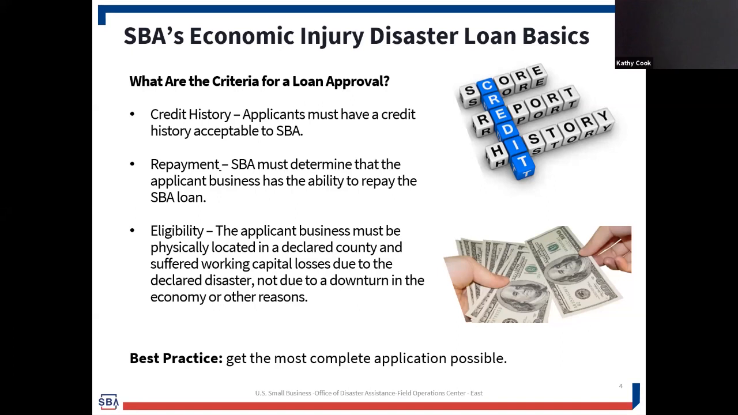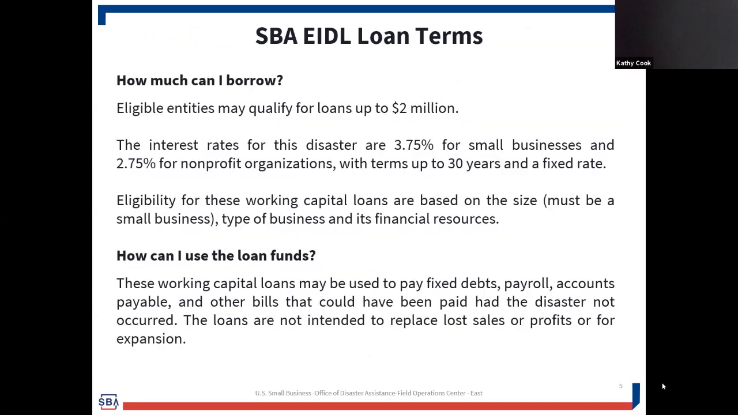Eligibility, you've got to be in a declared county, which is a no-brainer since the whole state is declared. But what we have to do is tie the economic injury or the loss of working capital to the coronavirus. It cannot be because of a downturn in the economy. It cannot be because a factory closed in your area. It can't be for other reasons. Next slide, please.